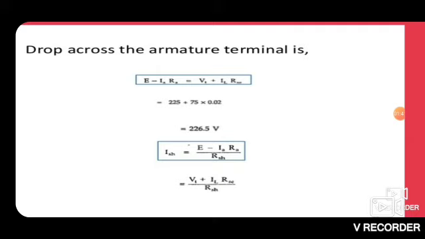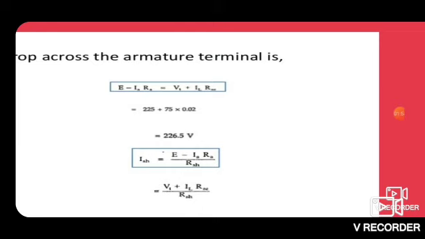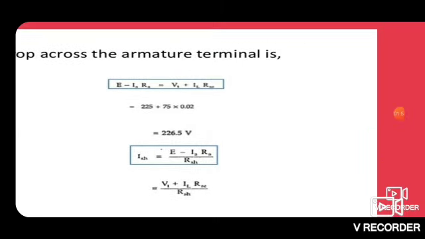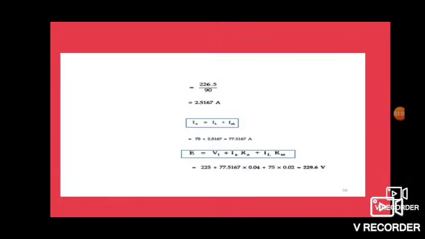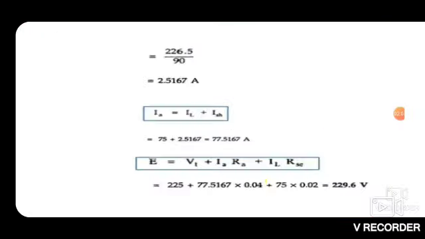ISH equal to E minus IARA divided by RSH. E minus IARA is 226.5 volt divided by the value of RSH, the given data for the RSH is 0.90 ohm. So apply the formula. Then we can find out the value of ISH is 2.5167 ampere. Then IA equal to IL plus ISH. IL is 75 ampere. ISH is 2.5167 ampere. Then the value of IA is 77.5167 ampere.